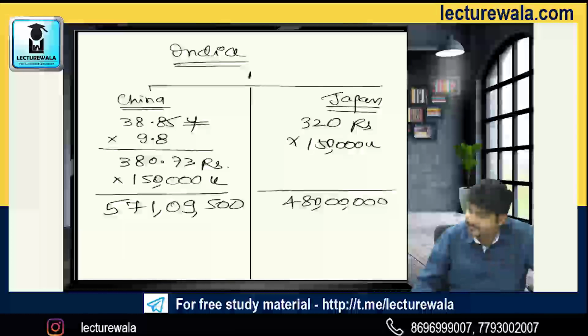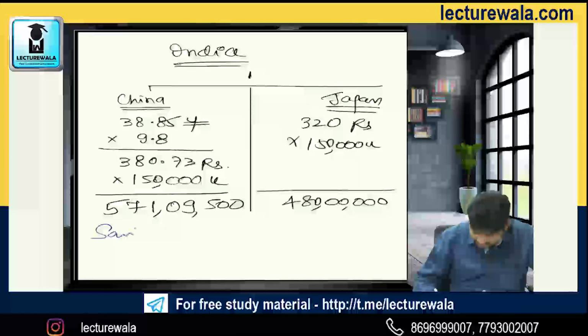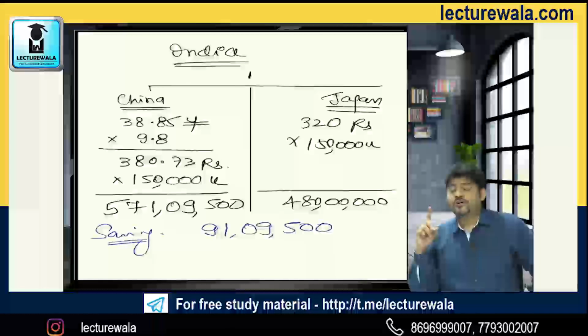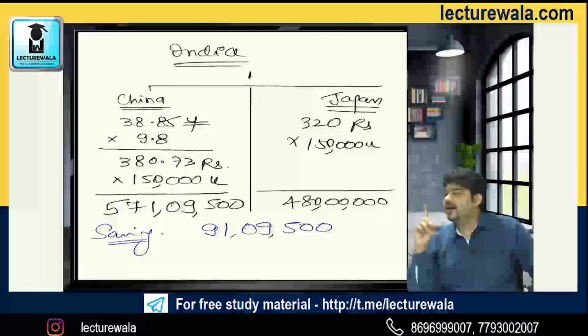Which is better? Purchasing from that Japanese MNC is better. It will result in saving. How much saving will it result in? 91 lakh 9,500. Yes or no? Who is going to benefit out of this? The Indian subsidiary is going to benefit out of this. How much? Whatever amount that you are profiting.